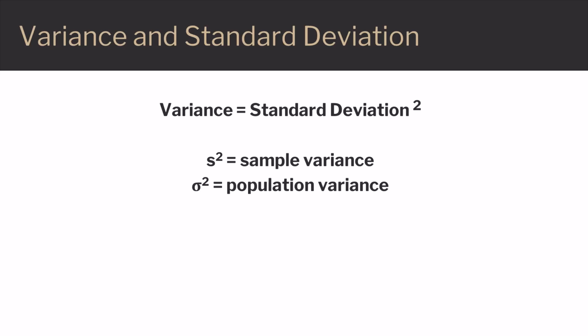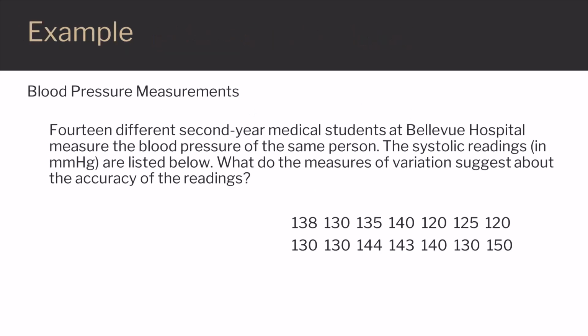Let's look at an example question. Here we have blood pressure measurements for 14 different second-year medical students at Bellevue Hospital, where they're asked to measure the blood pressure of the same person. The systolic readings in millimeter mercury are listed below. What do the measures of variation suggest about the accuracy of the readings?